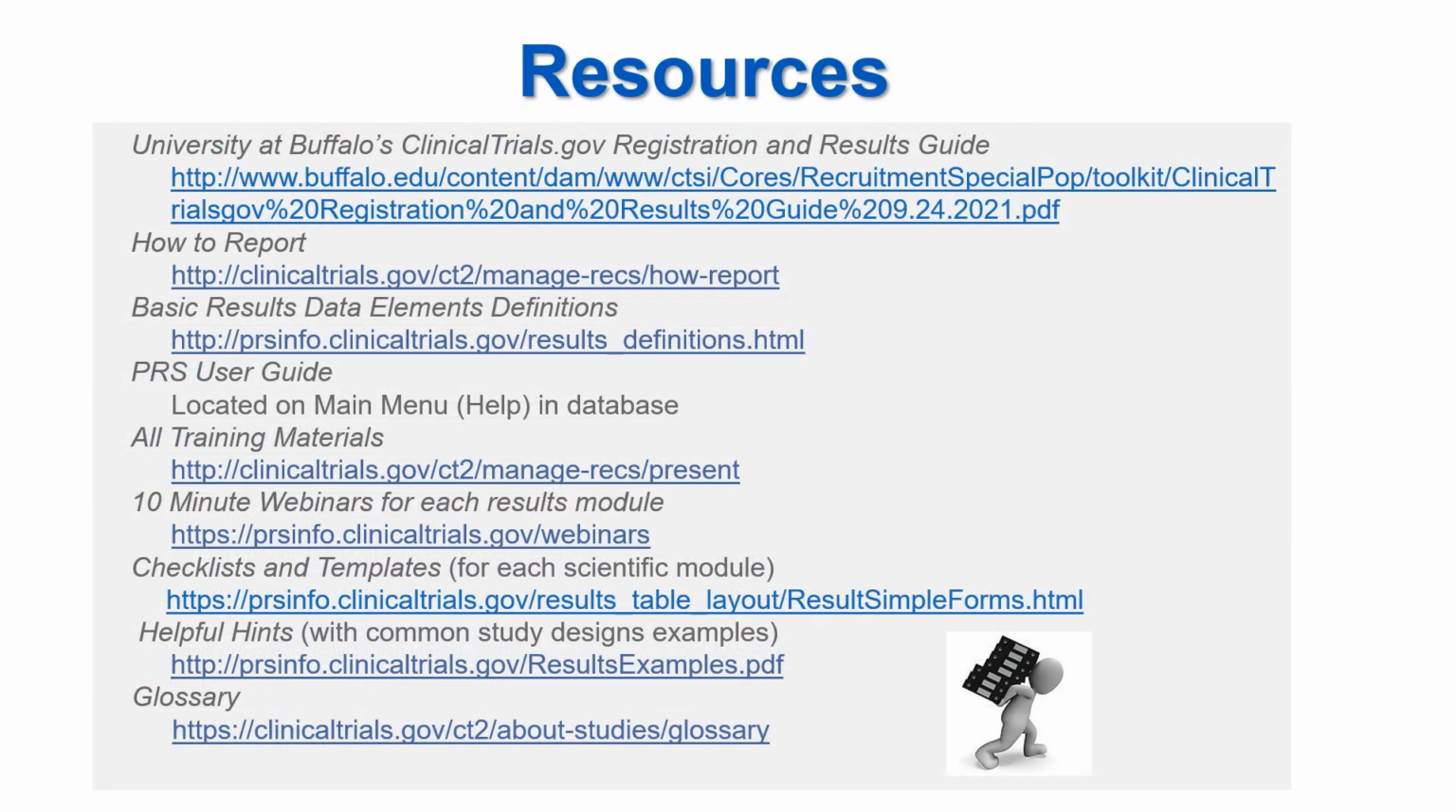In addition to the PRS guided tutorials, to help with the results entry, there are various other resources available, ranging from overviews to glossaries to training videos, some of which are listed on this slide. One of the resources is the ClinicalTrials.gov Registration and Results Guide, created by UB's ClinicalTrials.gov Regulatory Administrator, Lynn Jagodzinski.